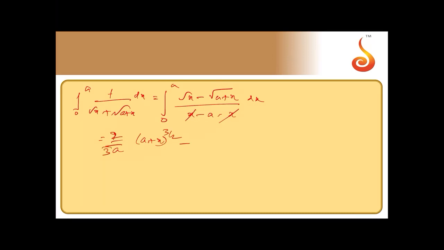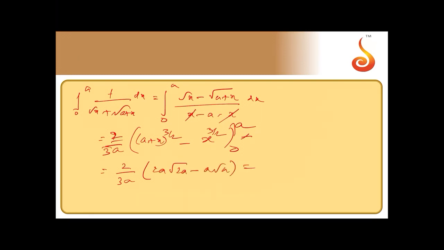Okay, 2 by 3a minus x to the power of 3 by 2 by 3 by 2 by 3 plus, limits are from 0 to a. So why don't you apply the limits here? 2 by 3 times of a multiplied by 2a. So 2a root 2a minus a, substituting, we will be getting a root a.